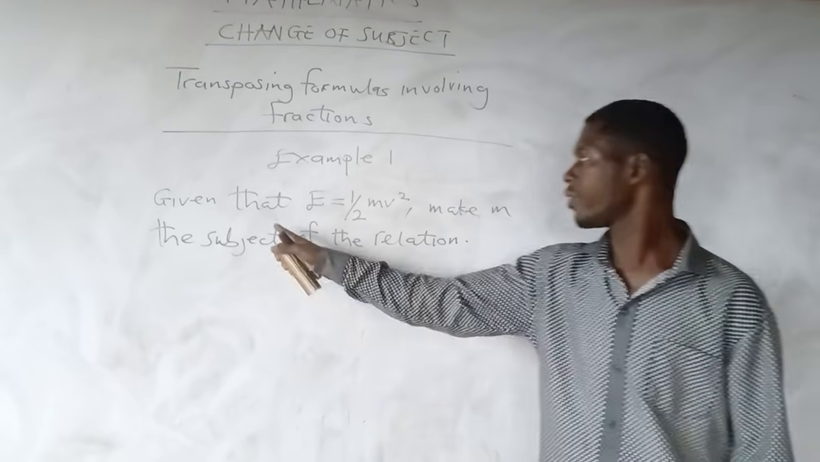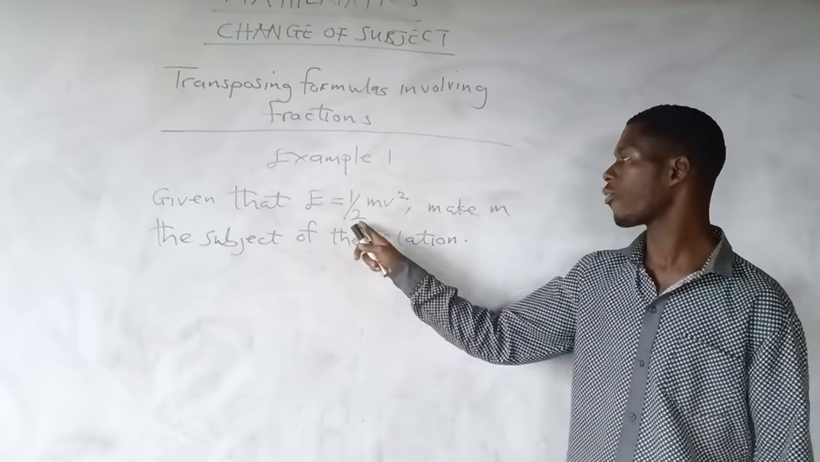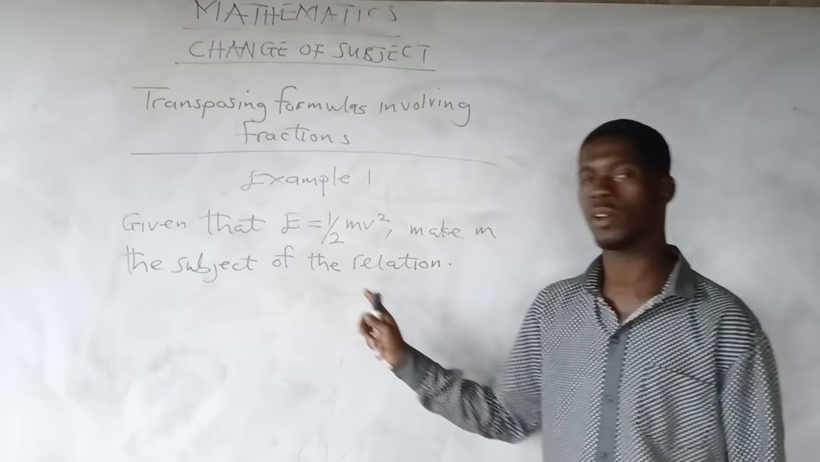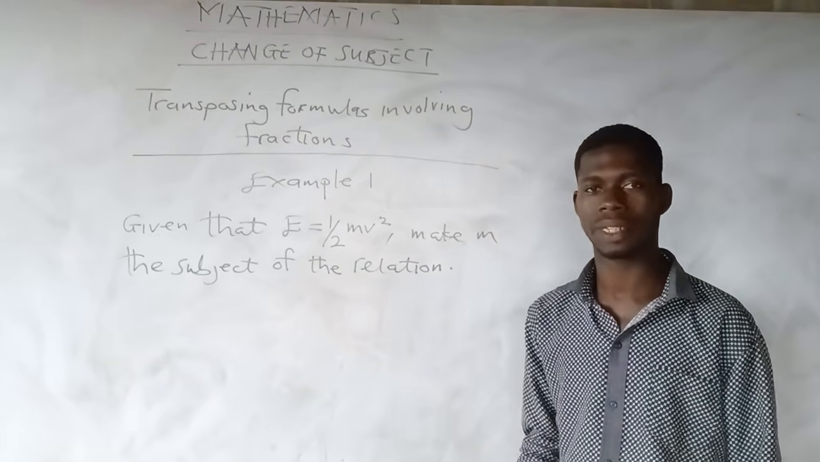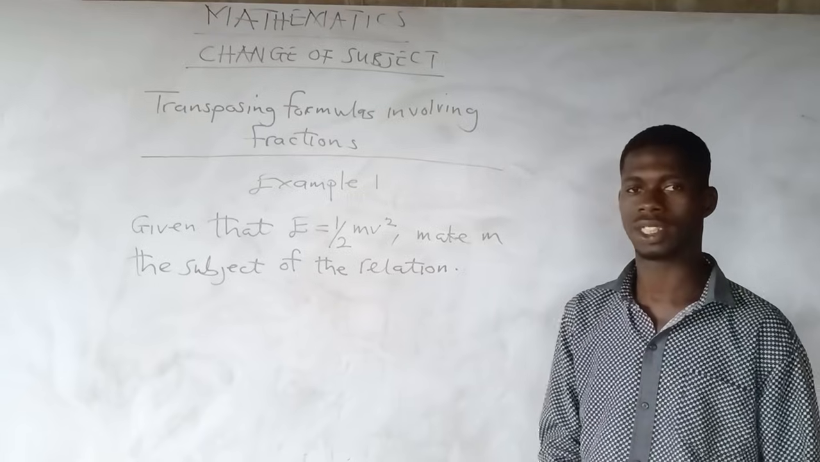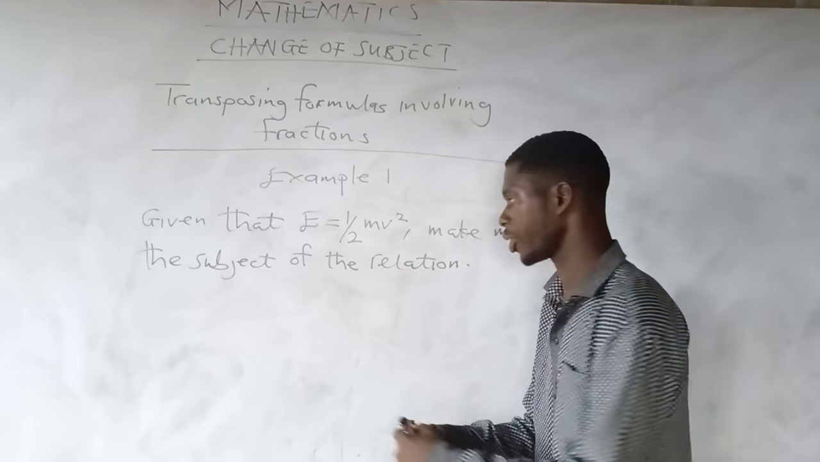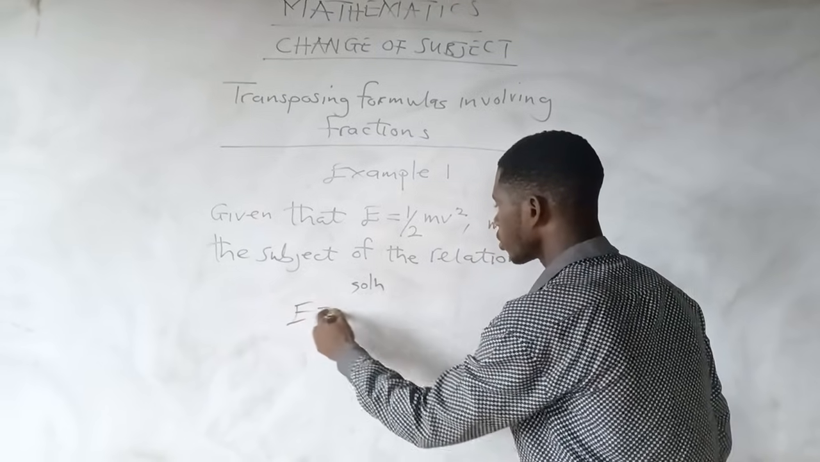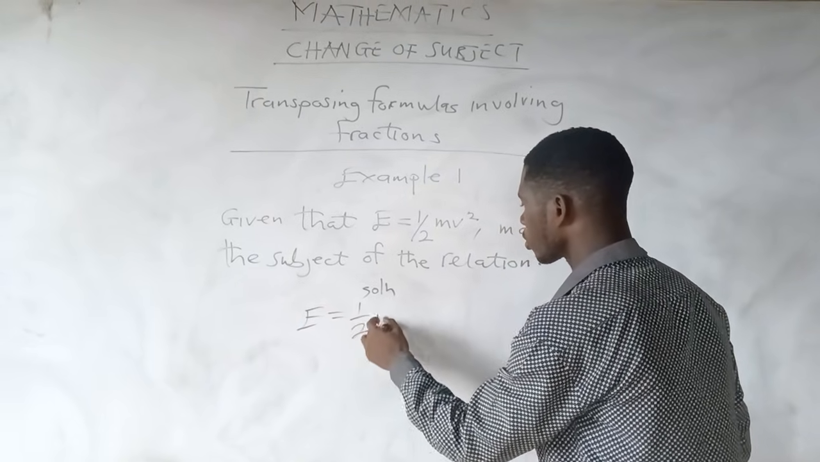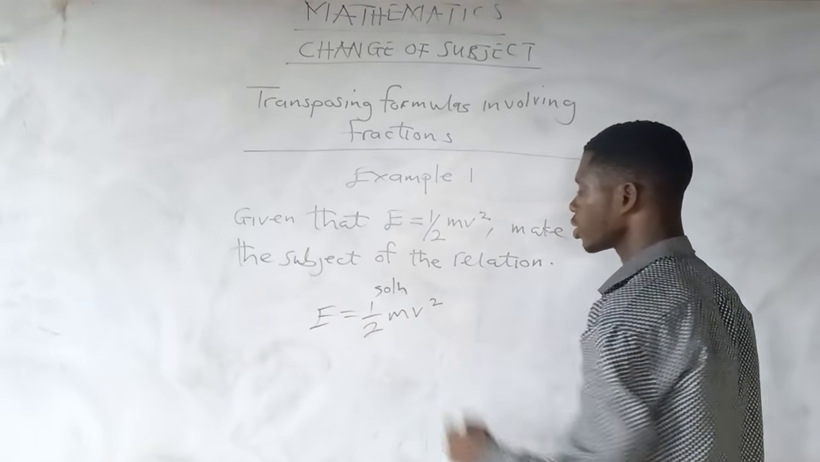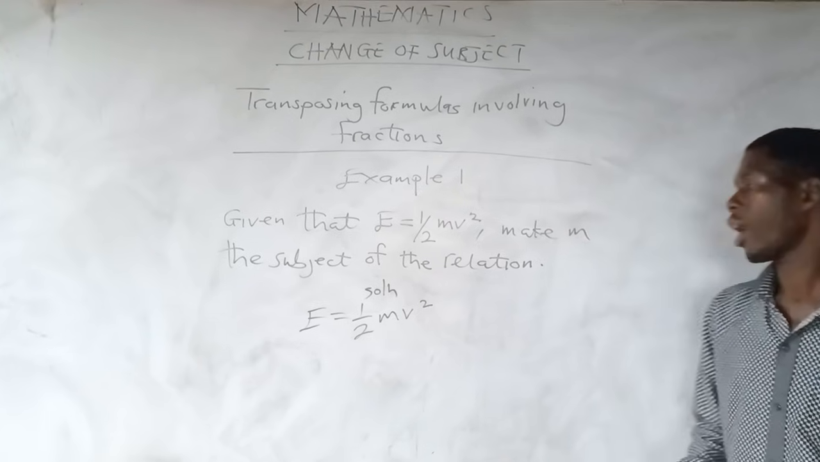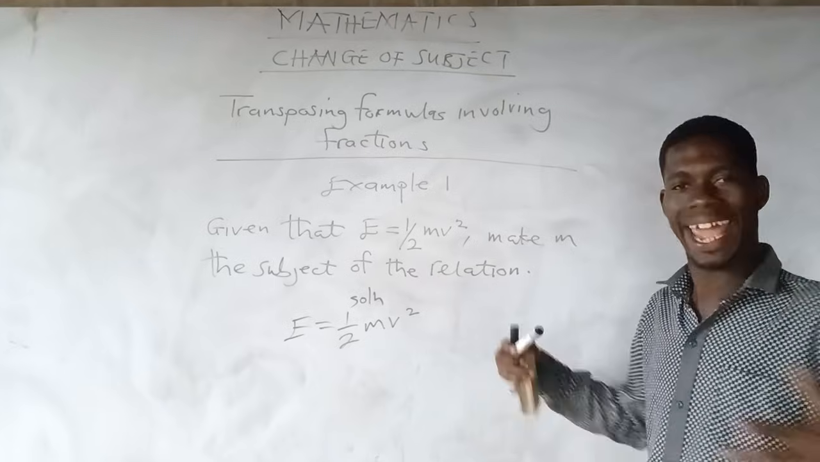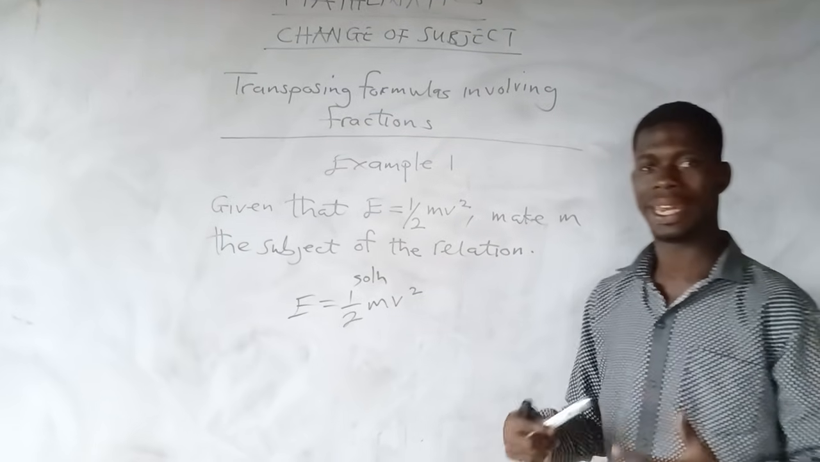Okay, so we have this example here. It says, given that E equals half mv squared, make m the subject of the relation. Okay, so we are coming to solve it. So half mv squared equals E. We are making m the subject.